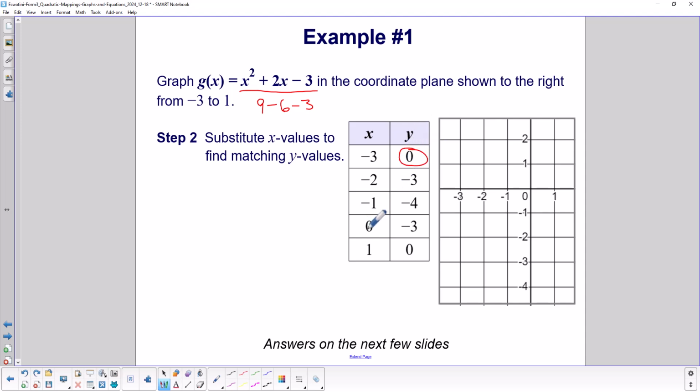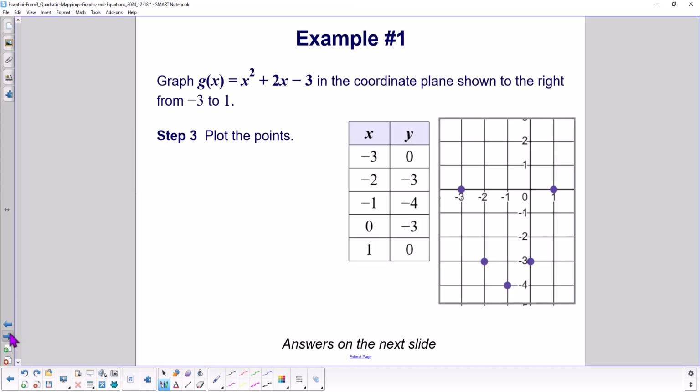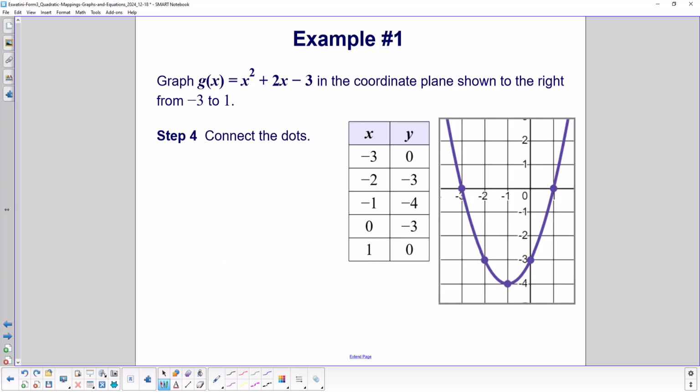So I'm not going to do all of these, but I'll do the easy one here. When x is equal to 0, these terms go away, and we get -3. Step 3, plot the points. So let's look at this point again, -3, 0. That's over here. And then the other one we've calculated here, 0 and -3. Please check the others, but it should all work right. And finally, connect the dots, but use a smooth U-shaped curve. Don't draw straight lines between the points, but draw this curve here, which is a parabola.